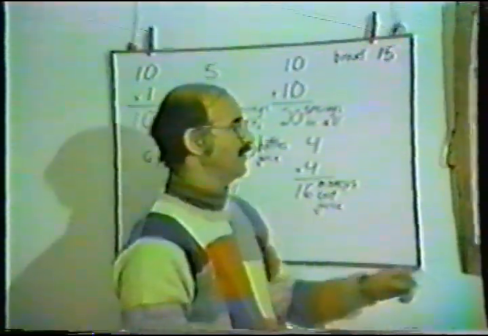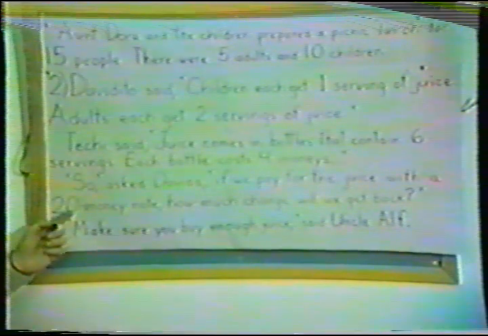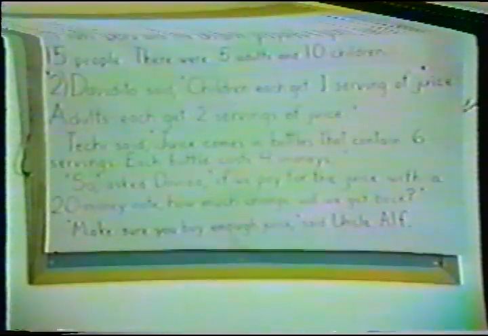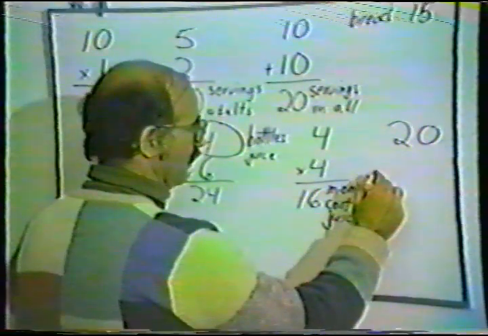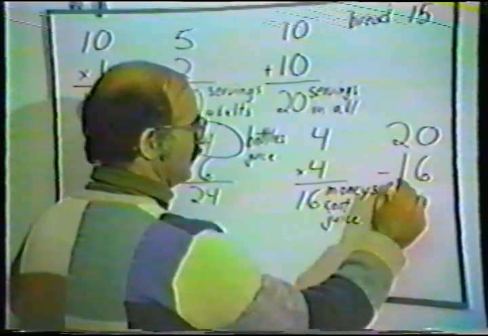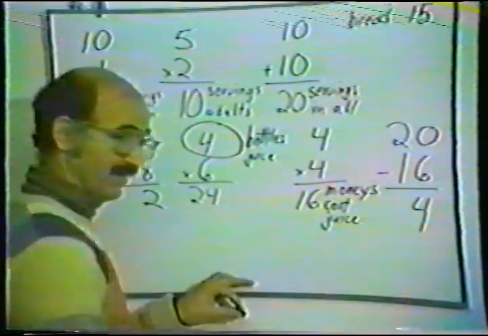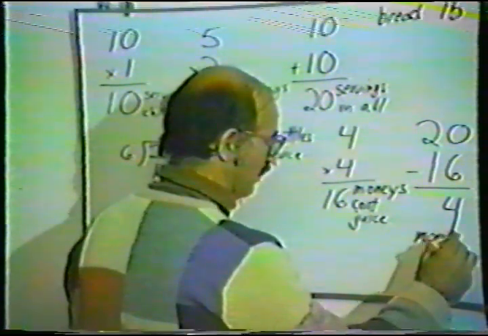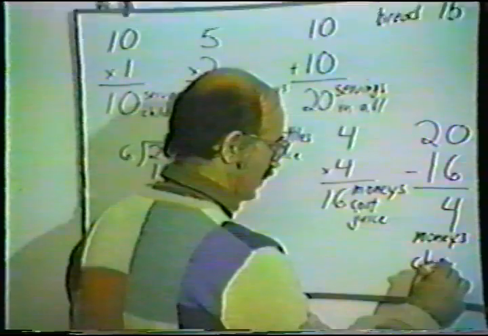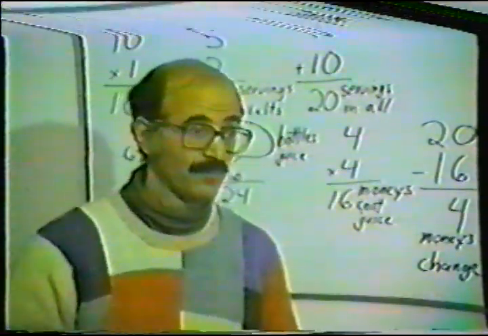Well, we're almost there. If we pay for the juice with a 20 money note, how much change will we get back? We pay with a 20. It cost 16. 20 take away 16 will give us 4. 4 what? Money. 4 monies change. And now we have the answer to problem number 2.